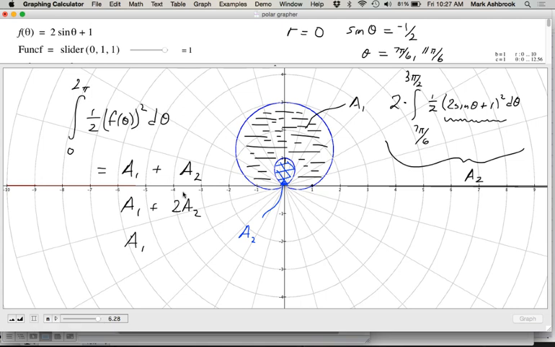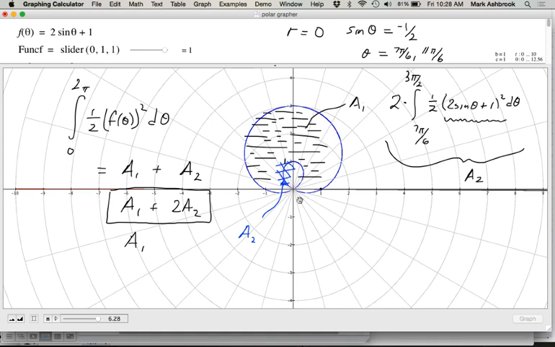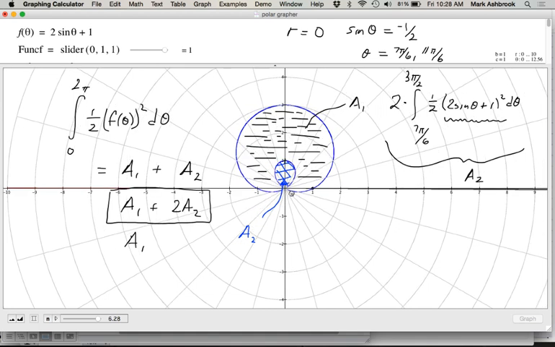That's right. So the question is, write an integral expression for A1. How would you write an integral expression for A1? And that includes this little part down here. So A1 includes all this stuff down here too. So you want A1, everything inside the outer curve except the loop. How would you write an integral expression to get that? Yes, sir?